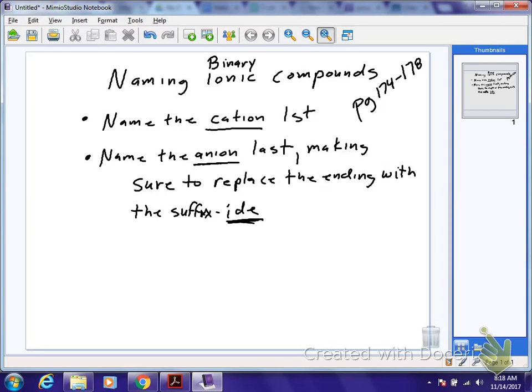So let's just do a couple where we name them. So here's one. CaCl2. We have two different elements hooked together. So we would name that what? Calcium chloride. Calcium chloride. Okay.